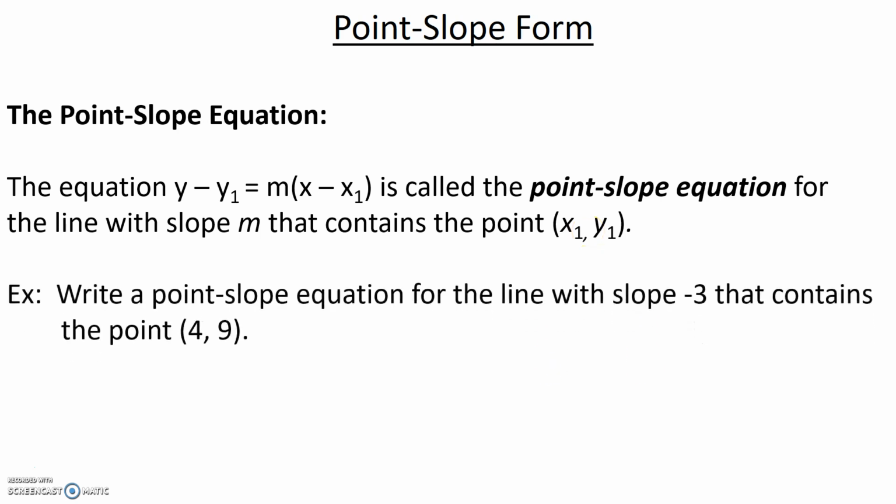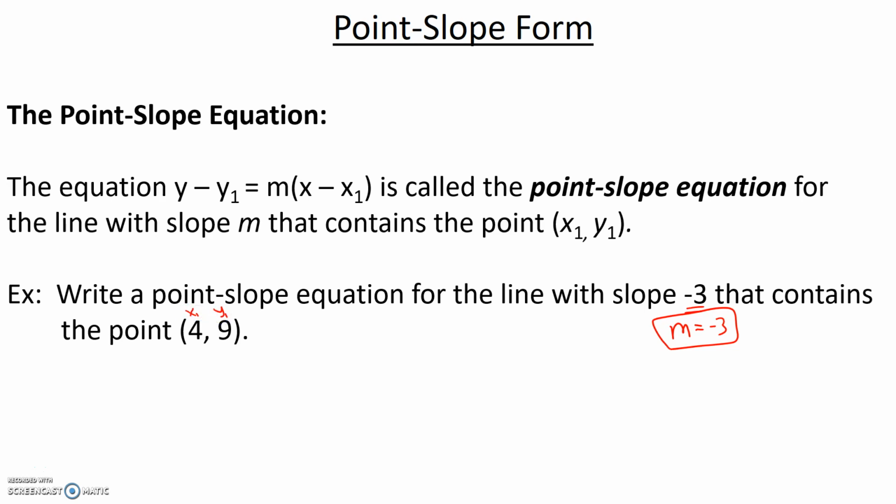Here's an example. Write a point-slope equation for the line with slope -3. Now slope is m, so m will be -3. That contains a point 4, 9. So the value of x1 is 4, and the value of y1 is 9.